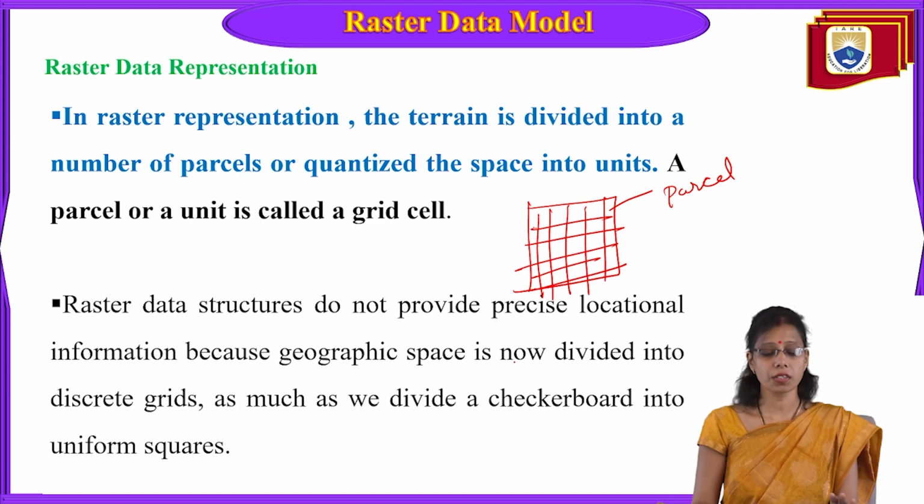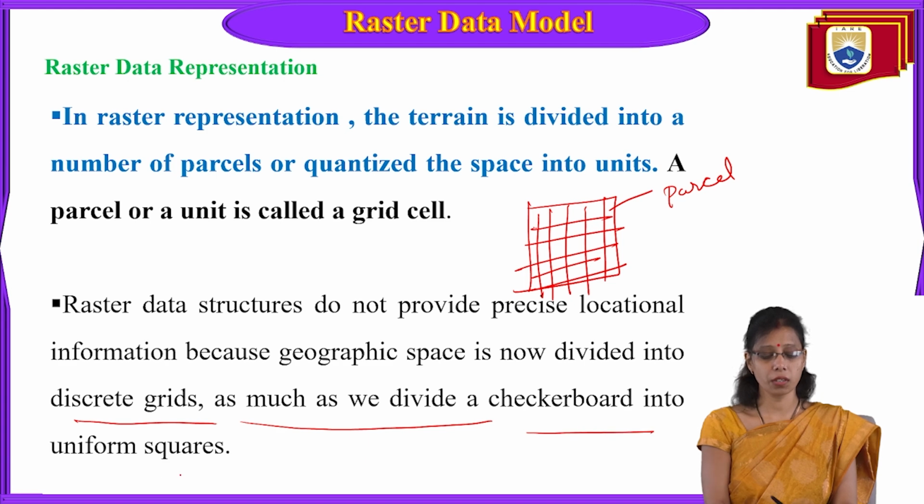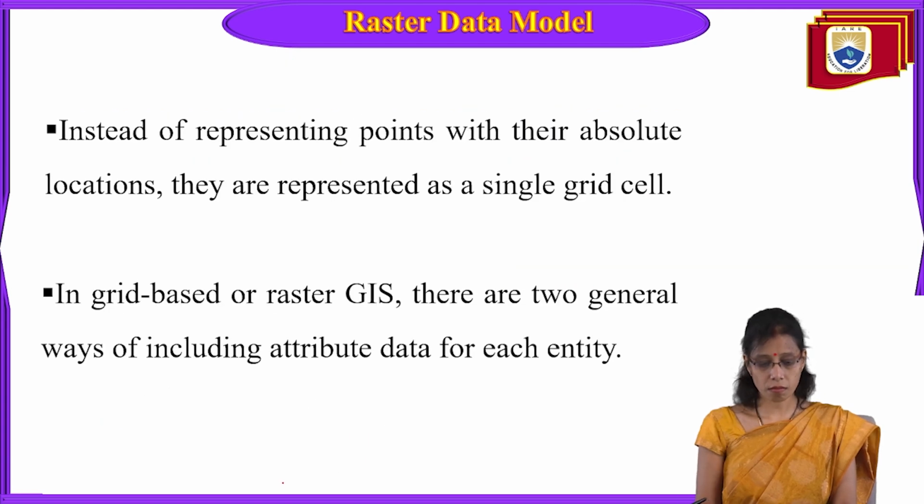Now raster data structures do not provide precise locational information because geographic space is divided into discrete grids, much as we divide a checkerboard into uniform squares. So instead of representing points with their absolute locations, they are represented as a single grid cell.